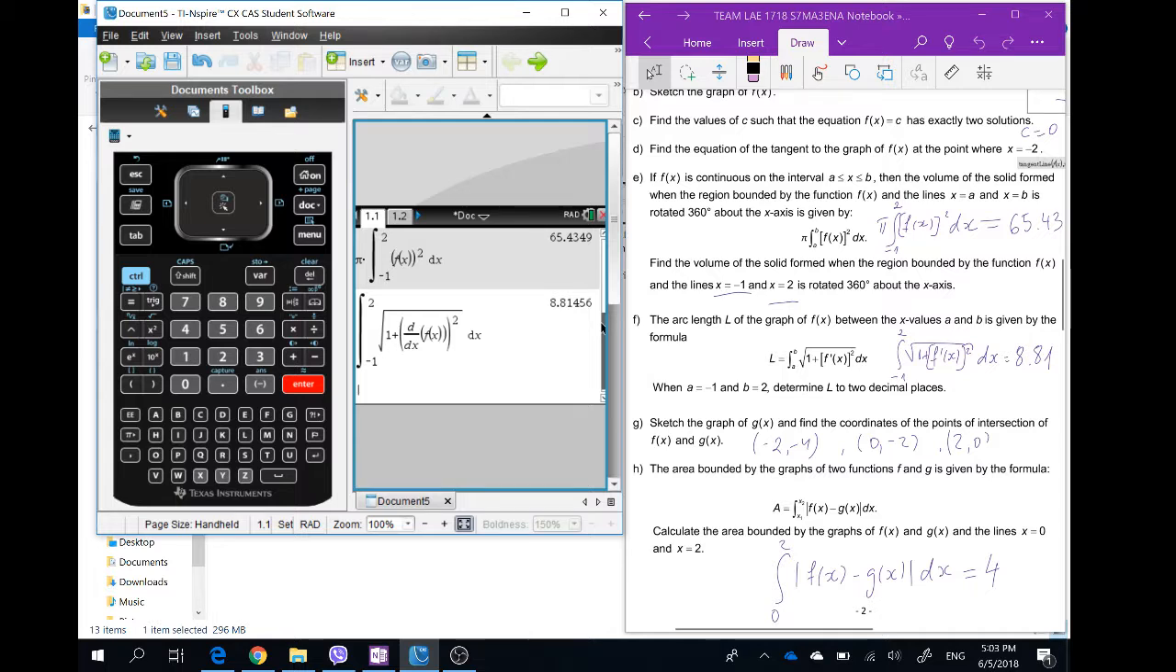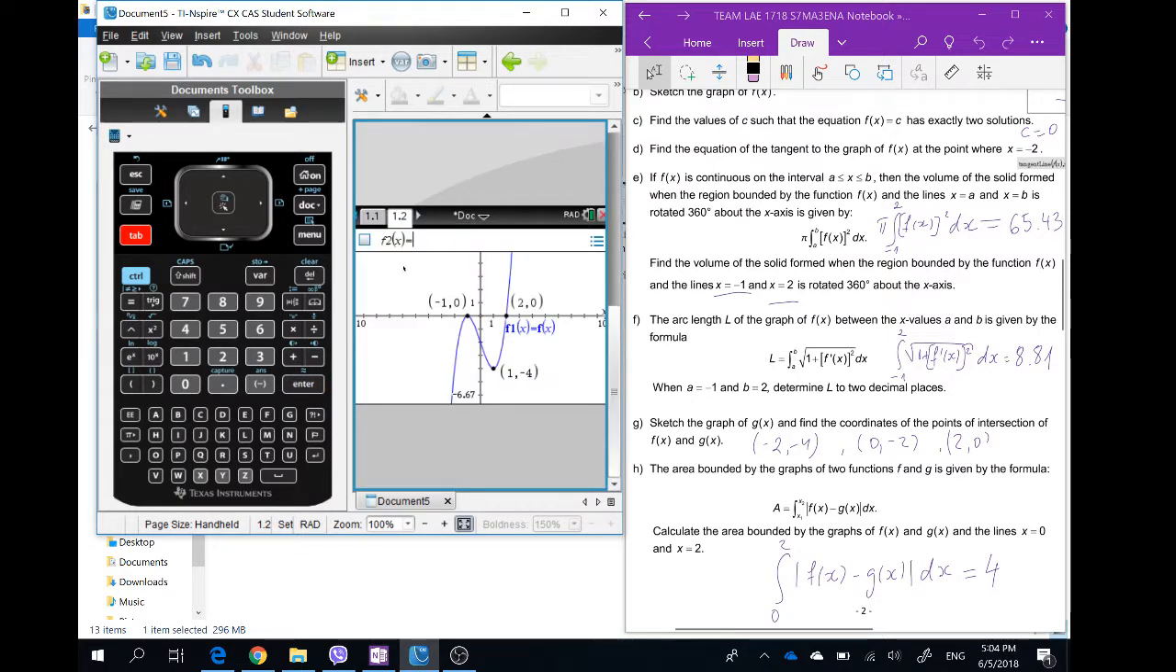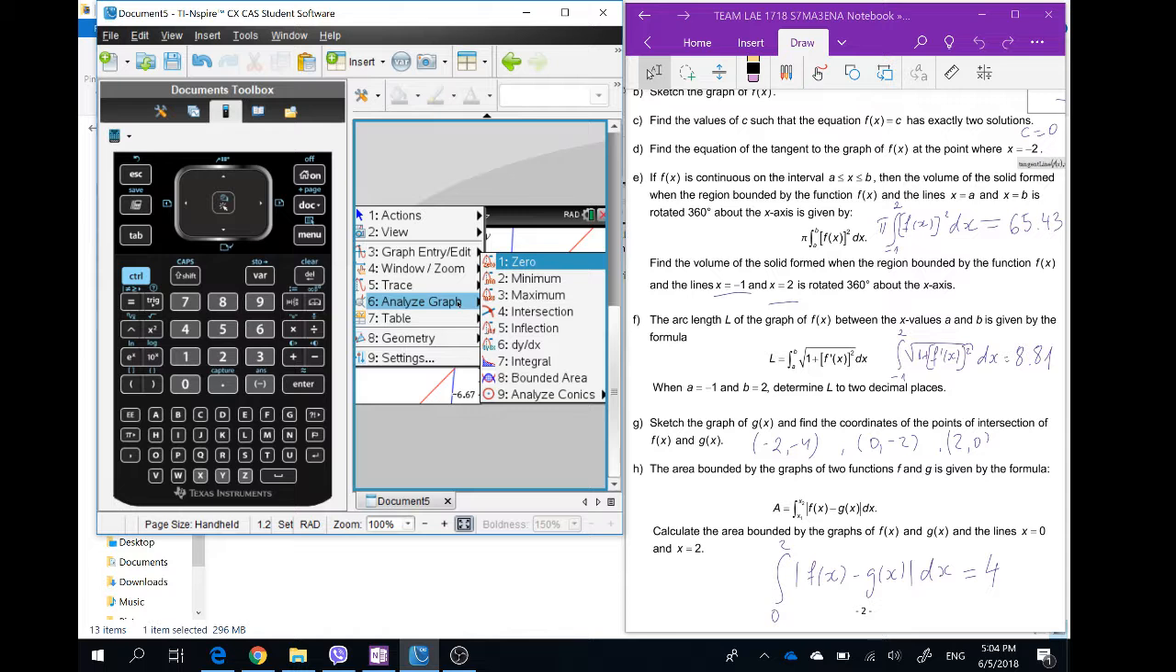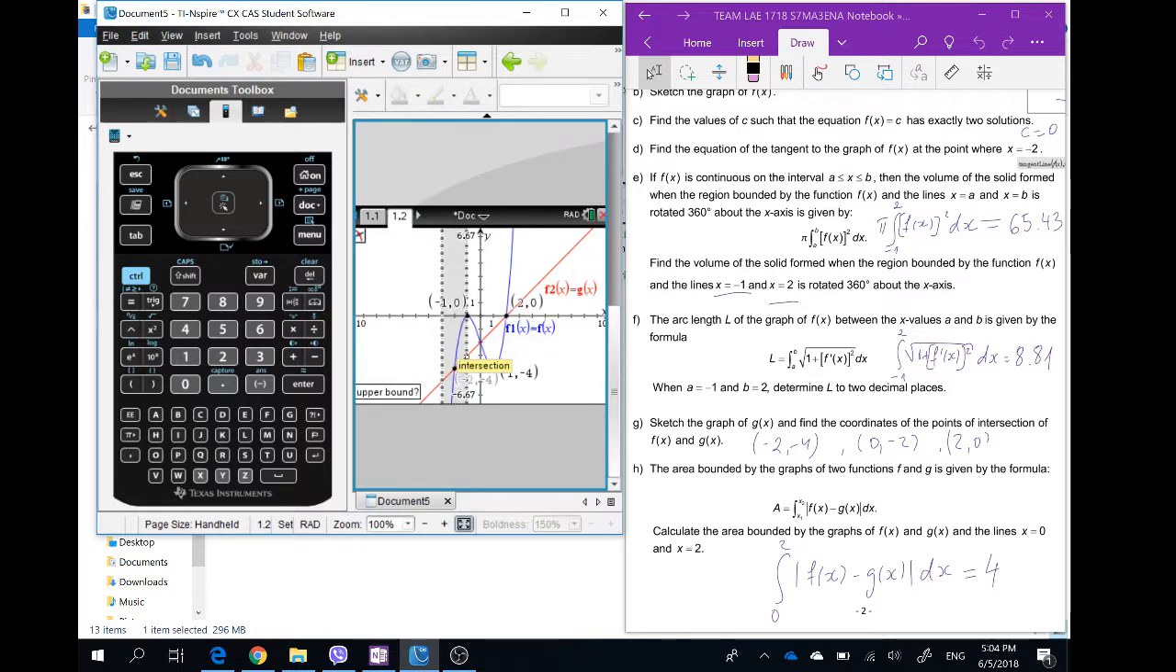That's it. Sketch the graph g of x and find the points of intersection. It's easy. Tab g of x, and I have the 3 points of intersection. Menu, analyze graph, intersection from here to here, from here to here, from here to here.